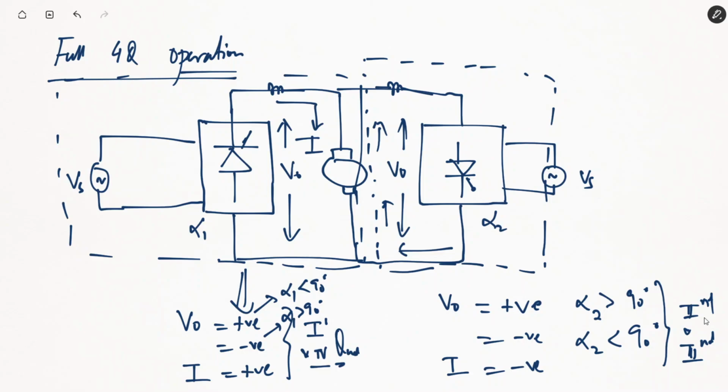There are other conditions for a dual converter wherein we have a relationship between alpha 1 and alpha 2 that will allow us a better control, a better power factor arrangement. So to obtain a fully functional four quadrant operation using two converters, using two rectifiers feeding the same load, these two rectifiers are anti-parallel to each other.